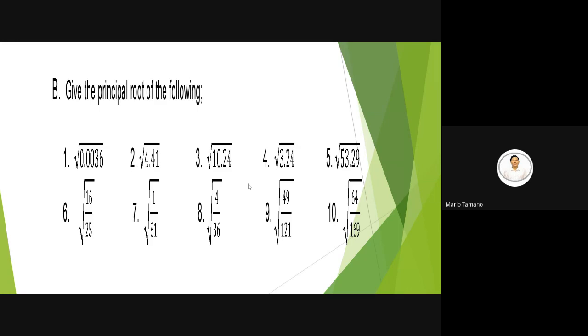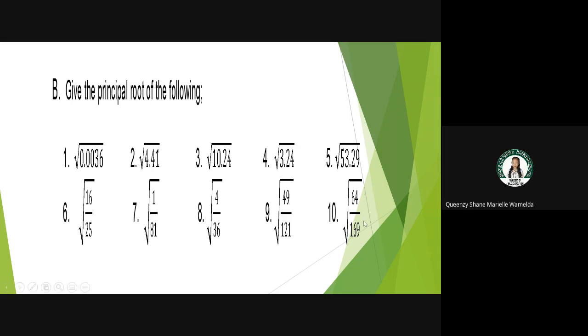2 over 6 can be reduced to 1/3. How about this number 9? Square root of 49 over 11 is 7 over 11. Next, square root of 64 over 169.